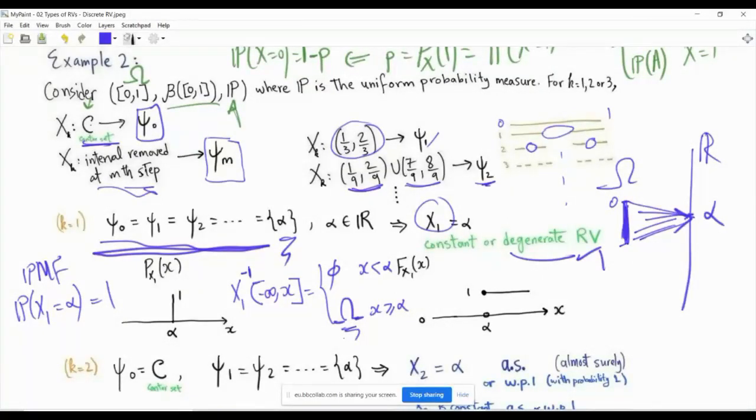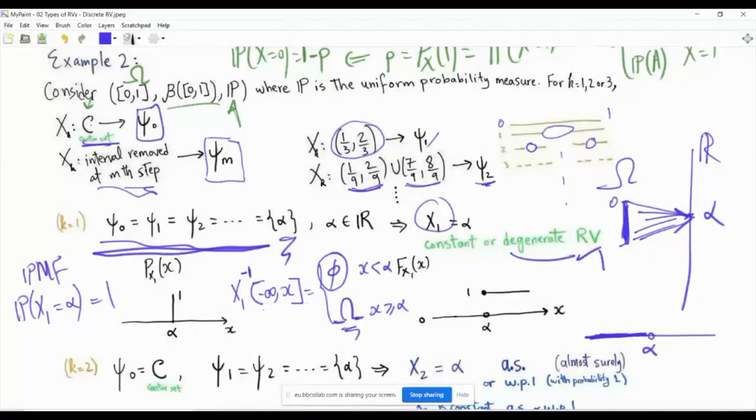And now what about the CDF? Again, for the CDF, what is the probability of this pre-image? The probability of this pre-image is 0 for anything that is below alpha. The pre-image of minus infinity to small x, where small x is strictly less than alpha, is phi, and phi is assigned the probability 0.